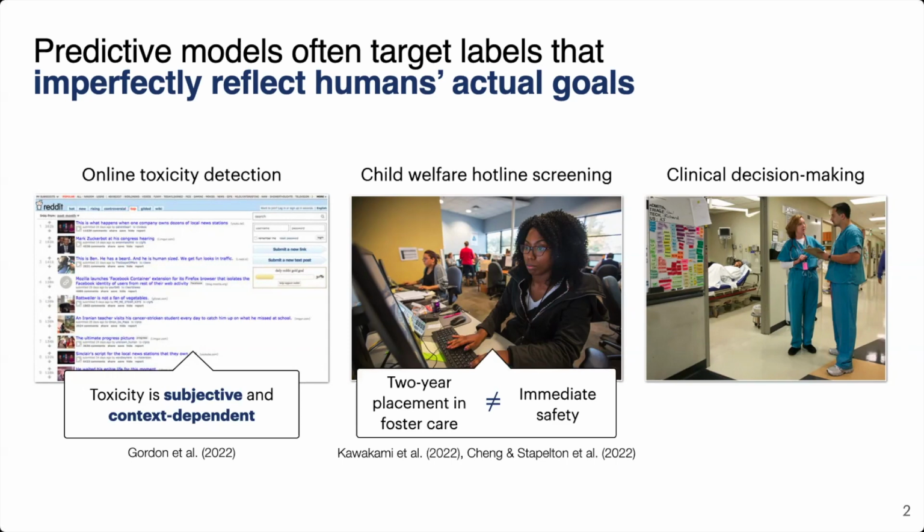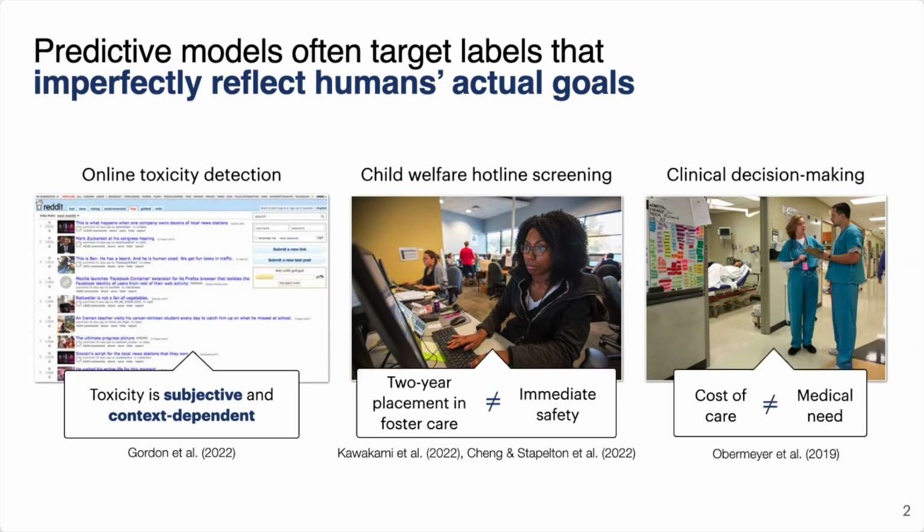And finally, one widely deployed clinical decision support tool used to identify high-risk patients predicted the dollar cost of their hospital visit. But the cost of medical care really is an imperfect proxy for medical need, because many patients might have received artificially low costs in the past due to lack of insurance or other discriminatory factors.